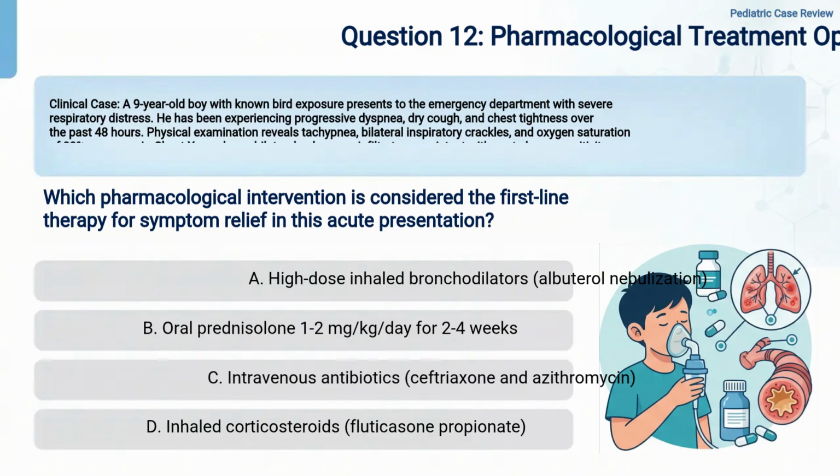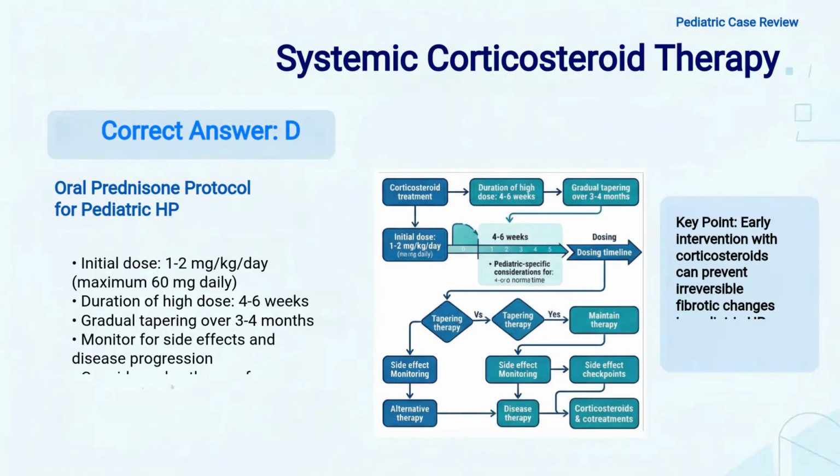Option A. High-dose inhaled bronchodilators with albuterol nebulization. Option B. Oral prednisolone 1 to 2 mg per kilogram per day for 2 to 4 weeks. Option C. Intravenous antibiotics with ceftriaxone and azithromycin. Option D. Inhaled corticosteroids with fluticasone propionate. The correct answer is option D. Oral prednisolone at 1 to 2 mg per kilogram per day. Wait, reviewing the slide carefully, the correct answer shown is D, referring to oral prednisone protocol.